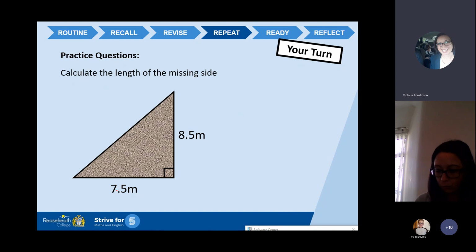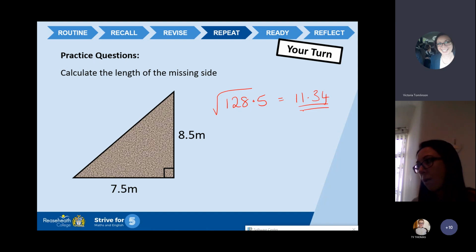8.5 squared, 7.5 squared give us a total of 128.5, which is obviously a bit tricky. Square root that, but just writing down what you get in the box, 11.34. The chances are, if it's a Pythag question on a calc paper, it will be like this, where you need to use decimals.